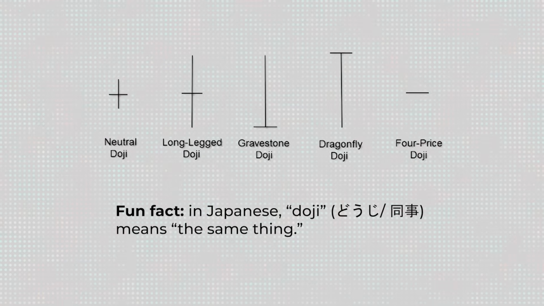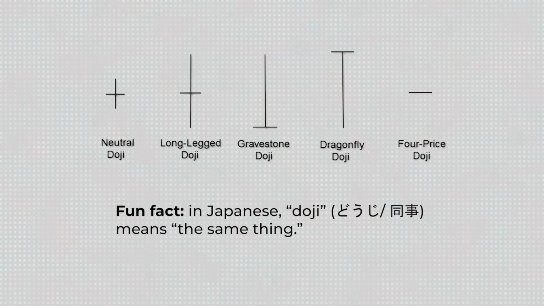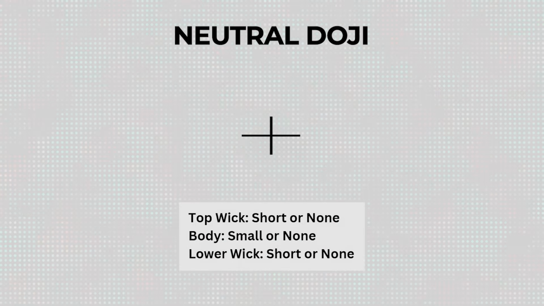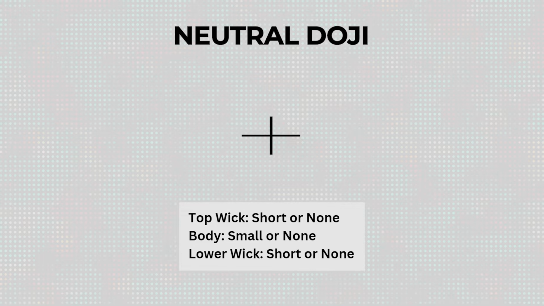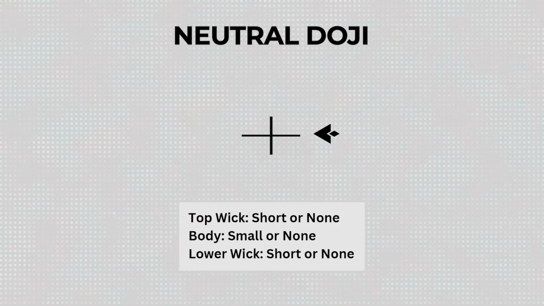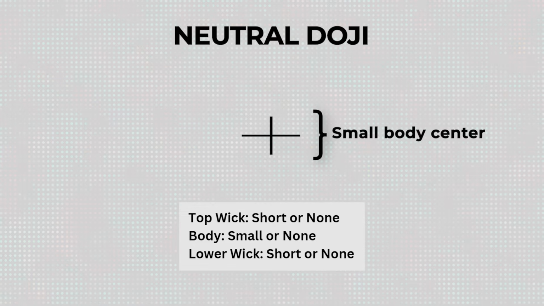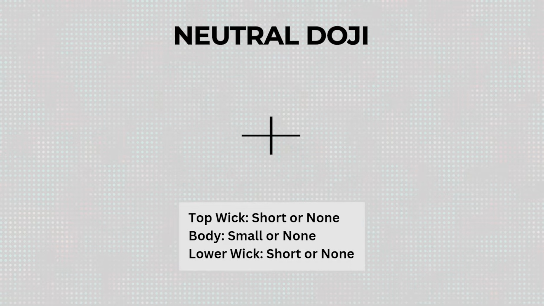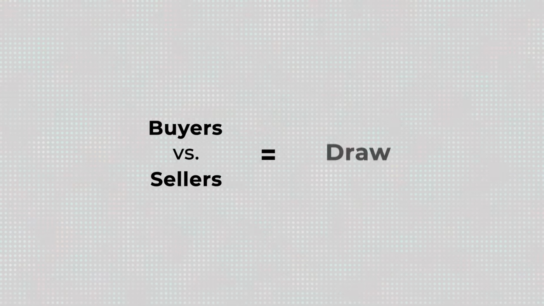There are many forms of doji candles. Let's take a look at the most common ones. Neutral doji. This pattern has short or non-existent wicks and signifies indecision in the markets. The open and the close prices are virtually the same, resulting in a very small body center between the high and the low of the period, showing that neither buyers nor sellers are in control. You could say that the war between buyers and sellers ended in a draw.